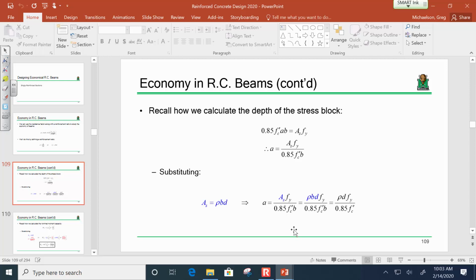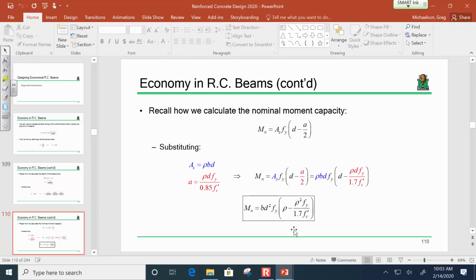And then because I've got this new term, area of steel is rho BD, I substituted that in to get a new term for a. Then if your moment capacity is AsFy times (d minus a over 2), do similar substitutions: area of steel is rho BD, and a over 2 is this expression here. I can reformulate that a bit until I can come up with this box.